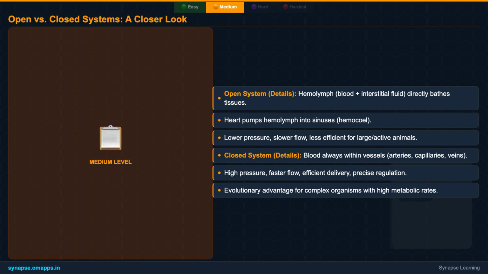In contrast, closed circulatory systems, where blood is always confined within vessels, provide significantly higher pressure, faster flow, and much more efficient delivery of oxygen and nutrients. This system allows for precise regulation of blood flow to specific organs by adjusting vessel diameter, an evolutionary advantage that supports higher metabolic rates and larger body sizes, as seen in complex organisms.